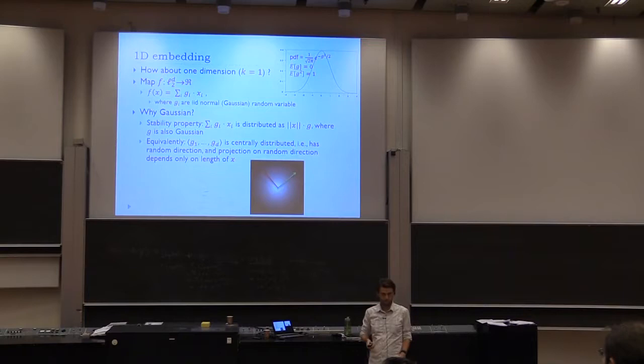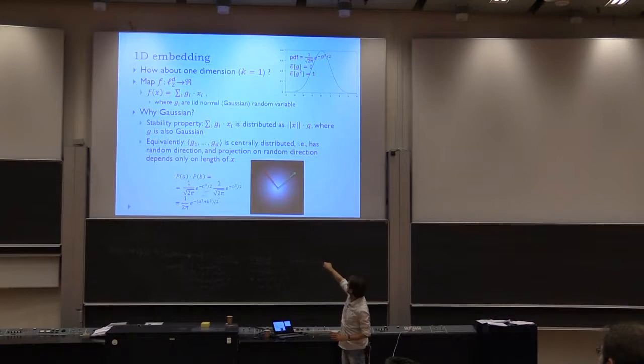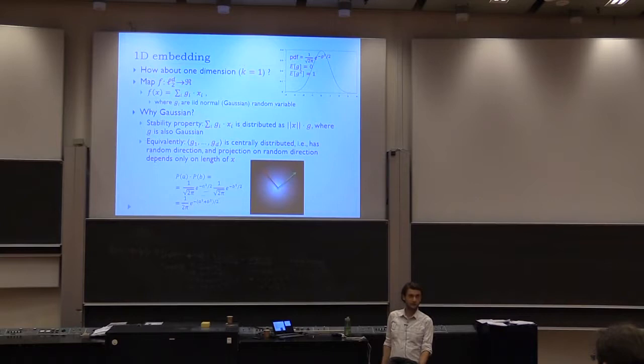Okay, and to see why this is centrally distributed, I don't have any better intuition than essentially writing a two-line proof. If you plug in the PDF, and you look at how a two-dimensional Gaussian looks, the PDF will depend just on the length. Basically, A and B are the coordinates, and it will depend only on the distance from the center. So using the stability, this sum, which is essentially our function, depends on the two-norm of x times some Gaussian variable. So it goes in the right direction, right? It doesn't depend on the structure of x; it depends only on the length of x.